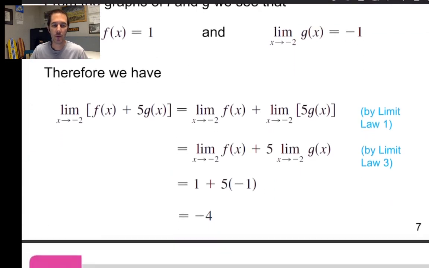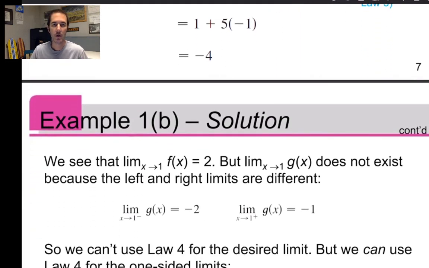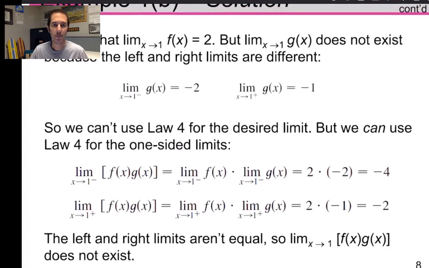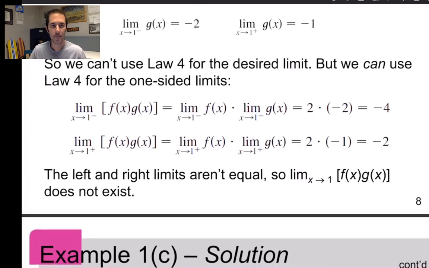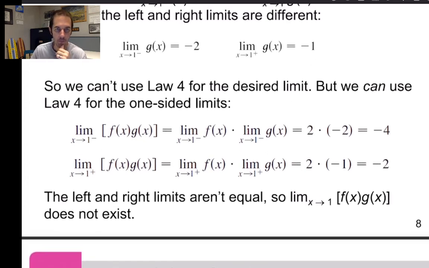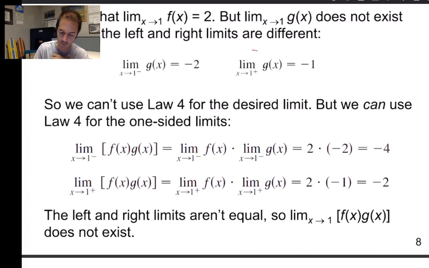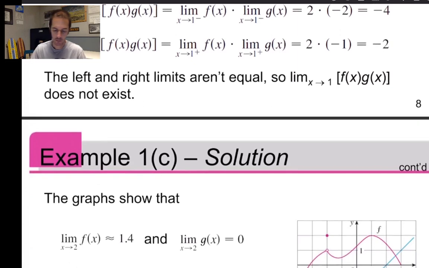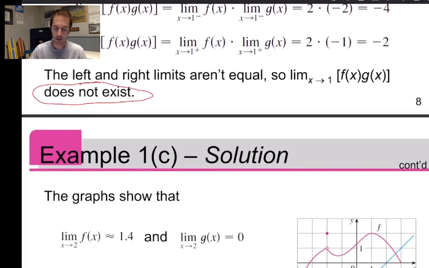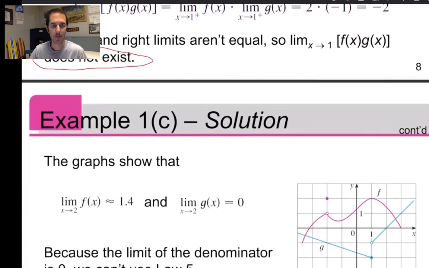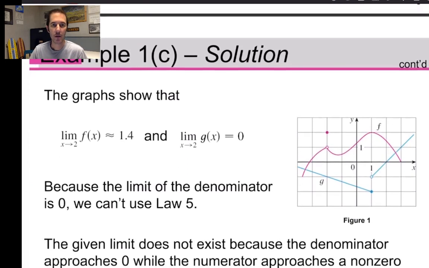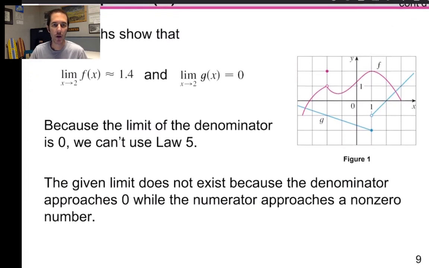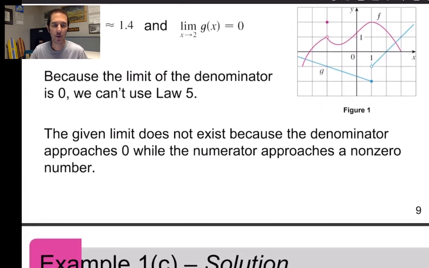We've got some solutions worked out. There's our -4. There's our solution for part B. We see that these two limits do not exist, so that posed a problem for us. The answer to part B, this author says, does not exist. Here we are seeing in part C a 1.4 and a 0. We can't use law number 5 because of the denominator of 0.